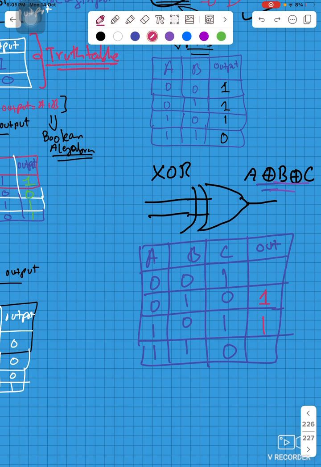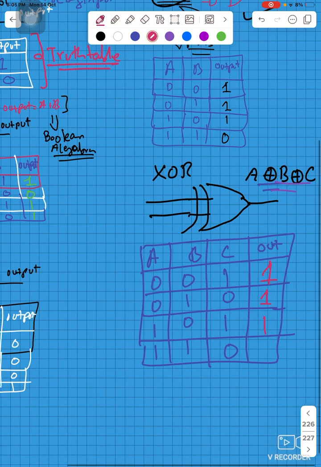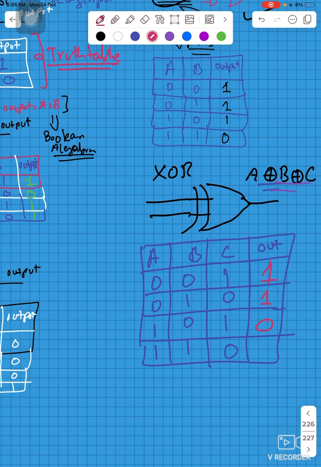And 0 and 1, they are different, so 1. 0 exclusive 1 is 1. And 1 exclusive 0 is 1. And 1 exclusive 1 is the same, so 0. It's good to verify again: 1 exclusive 1 is the same, so 0, and 0 exclusive 0 is again 0. Here, this is the truth table for that. First do these two, then do these two.